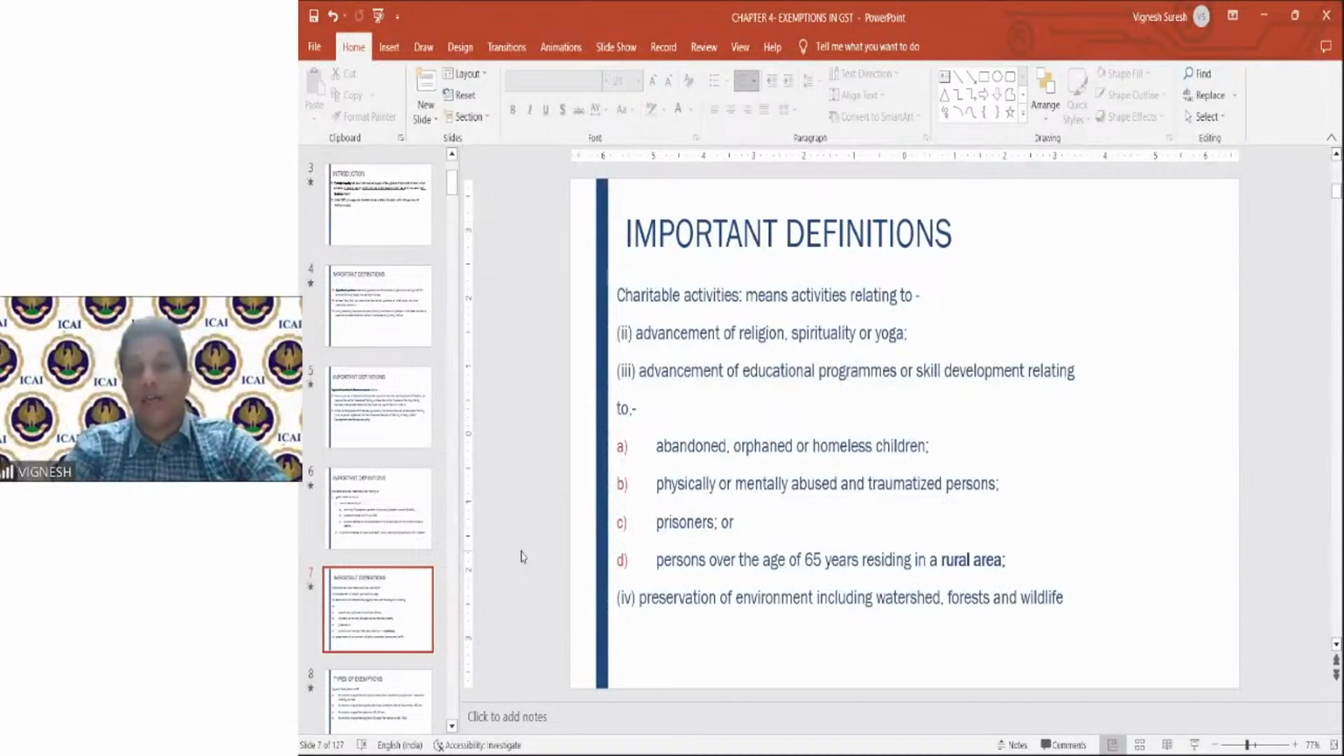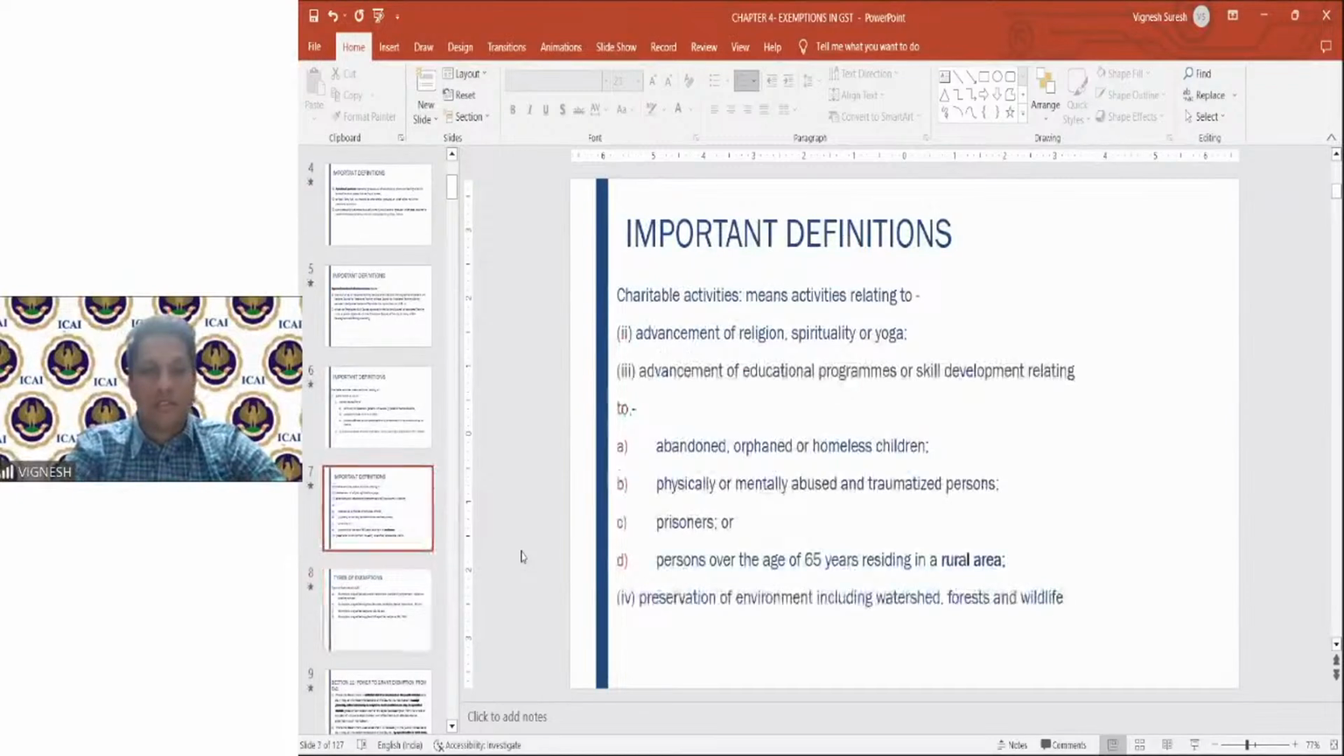Then the fourth wing of charitable activities is preservation of environment, including watershed, forests, and wildlife. So any environment preservation activity by way of watershed, forest, wildlife, that is also covered.